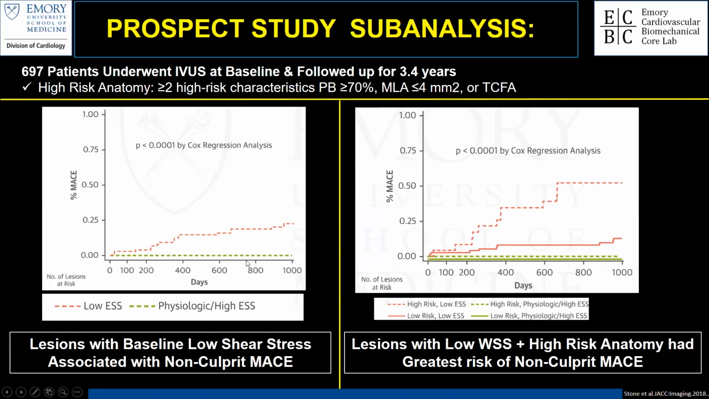Non-culprit lesions with low shear stress at baseline were found to be at a greater risk of cardiac events. The highest risk of future MACE was attributed to those lesions that at baseline demonstrated both high-risk anatomy as defined by IVUS and low shear stress.